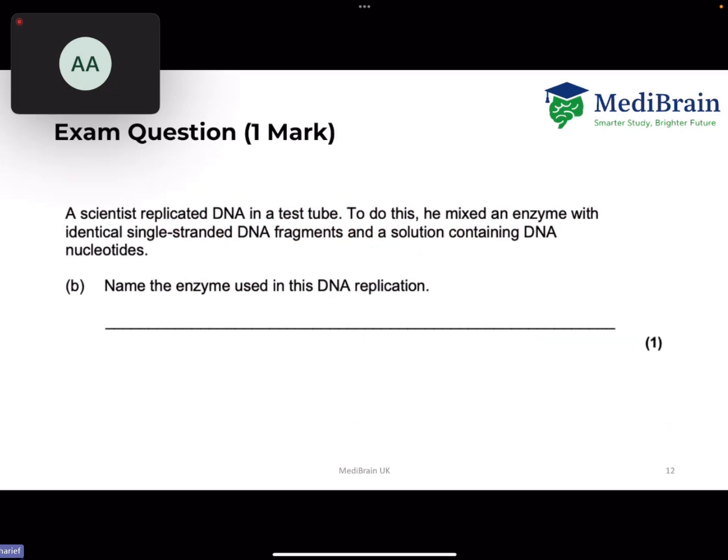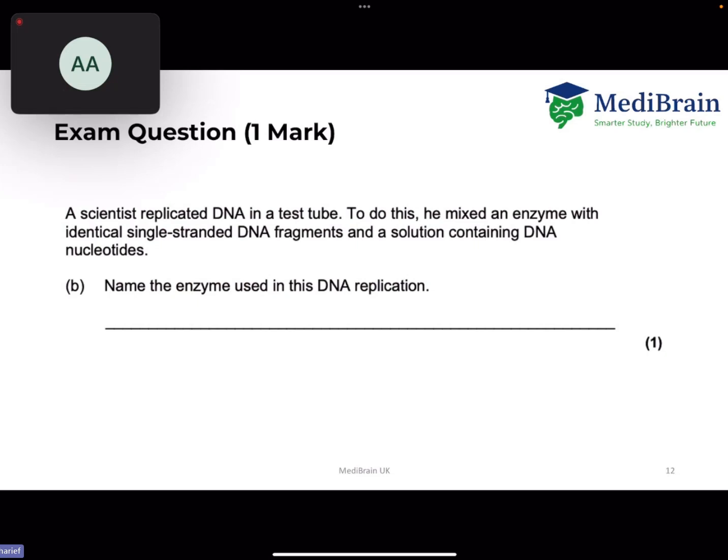Okay. Next question, it says scientists replicated DNA in a test tube. To do this, he mixed an enzyme with identical single-stranded DNA fragments and a solution containing DNA nucleotides. Name the enzyme used in this DNA replication. So what is he doing? He is replicating DNA. He's replicating DNA in a test tube, and he mixed an enzyme with single-stranded DNA fragments.